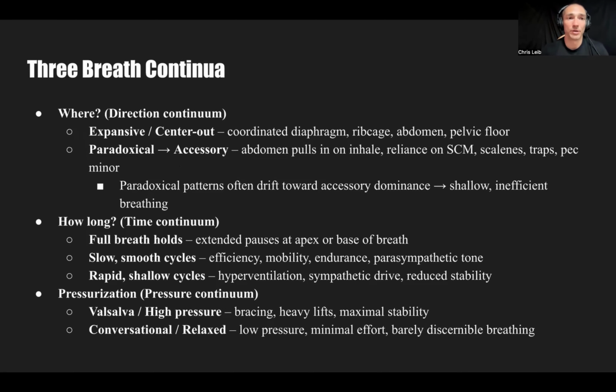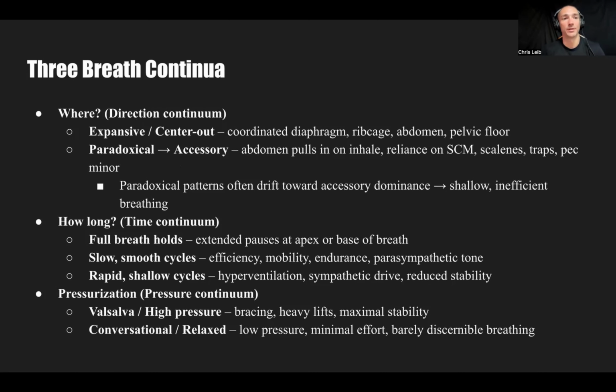So, y'all know I like a good continuum. So we're going to look at three different breath continua as we talk about breath control. There's the where, the how long, and how much pressure or how intense. So at the where, we can think of that as the direction. At one end of the spectrum, we're looking at this expansive center out breath that we're talking about, and what we're looking for is more ideal.